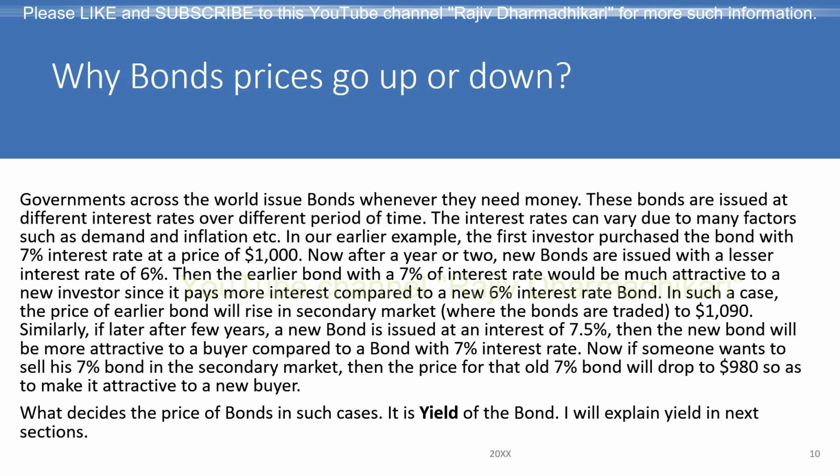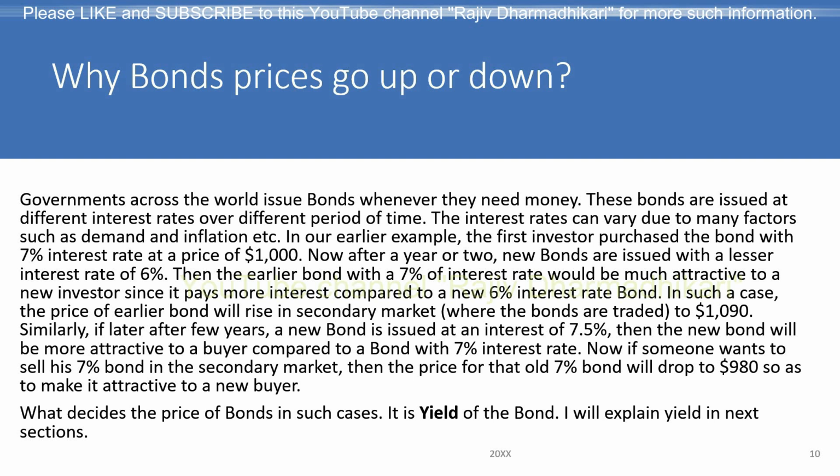In our earlier example, the first investor purchased the bond with a 7% interest rate at a price of $1,000. Now after a year or two, new bonds are issued with a lesser interest rate of 6%. Then the earlier bond with 7% interest would be much more attractive to a new investor, since it pays more interest compared to a new 6% bond. In such a case, the price of the earlier bond will rise in the secondary market, where the bonds are traded, to $1,090.